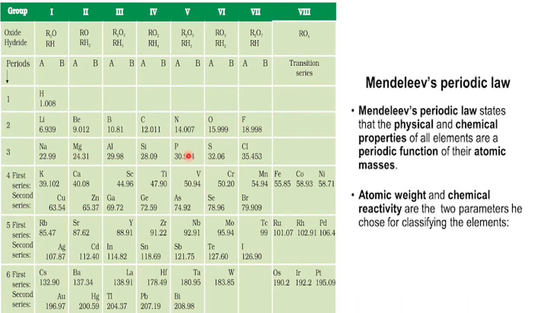Why is this so special? Because he said that if you arrange elements in increasing order of atomic mass, keeping the chemical properties in mind, horizontally and from top to bottom, the properties repeat after a definite interval. Because of this, he made columns and verticals. When you arrange elements horizontally, row-wise, this is called a period. He gave the word period. So this is the first period, second period, third period.